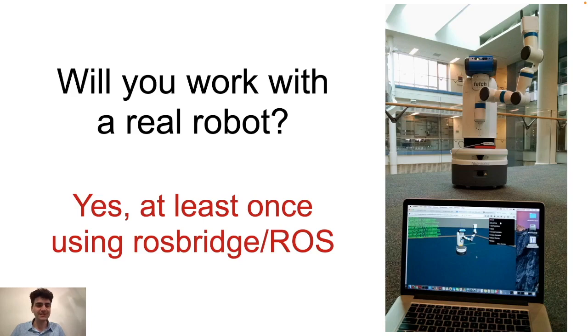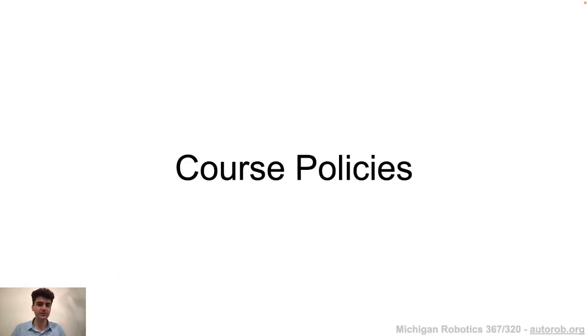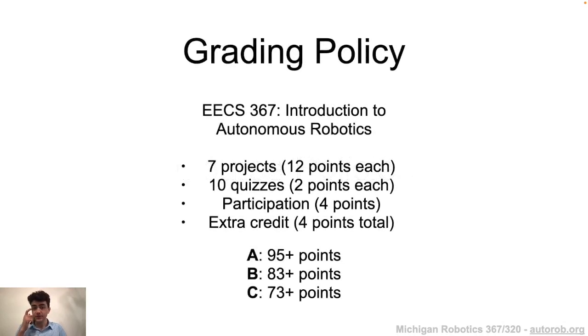So that's the high-level set of projects that we'll be implementing throughout this semester, which then leads us to the course policies. In terms of grading, to be as transparent as possible, this is how the grading policy for EECS 367 and also Robotics 320 will work. There will be, like I said, 7 projects total. Each project is worth a total of 12 points, and these points break down in terms of a number of features, which will be detailed on the course website for each project.